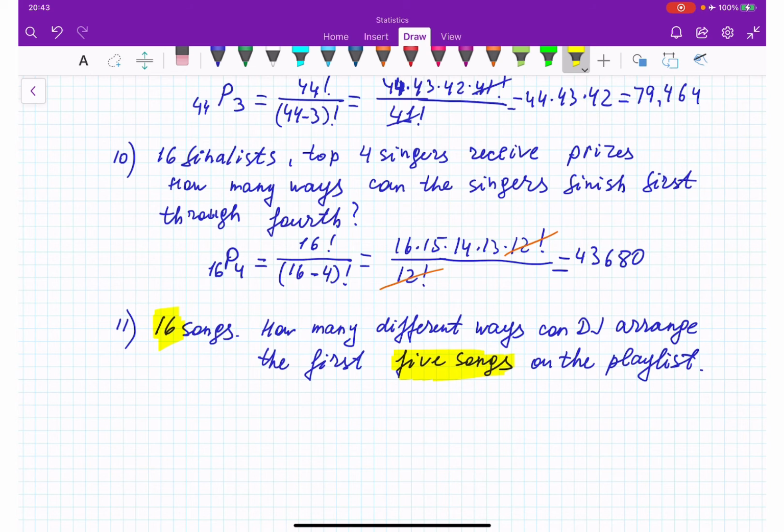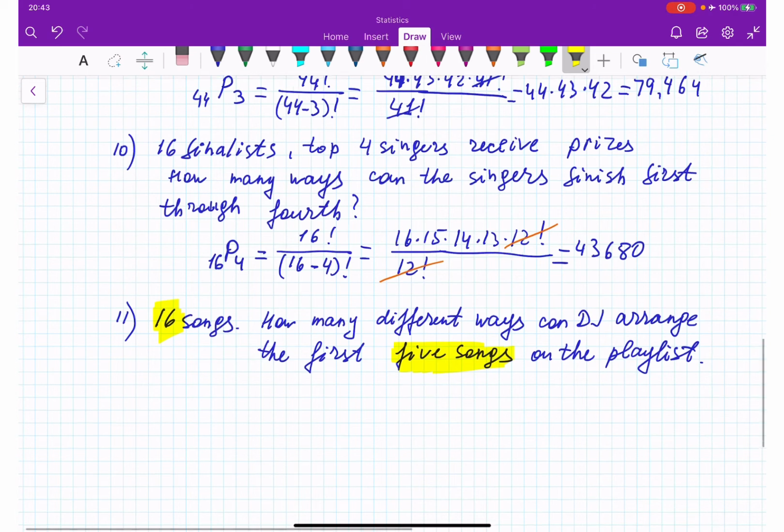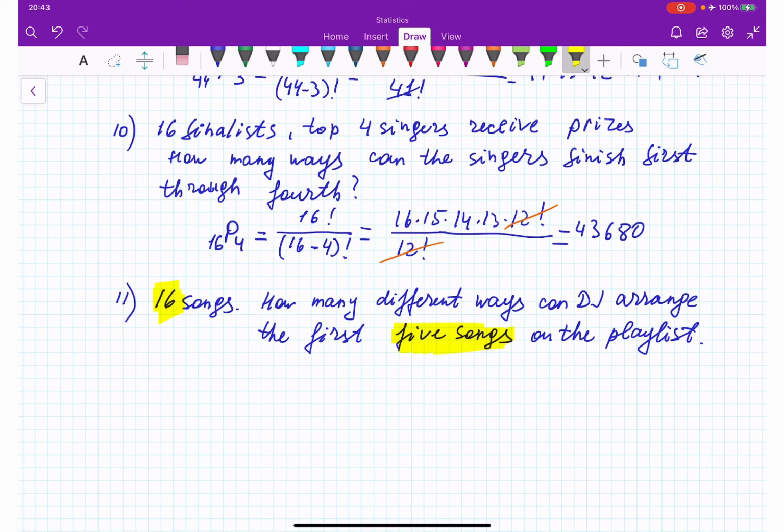Now, is it going to be permutation or combination? What do you think? Is order important? It says first 5 songs, right? Look here, first 5 songs, and order is going to be important. Which song goes first, second, third? So we're going to use permutation again.